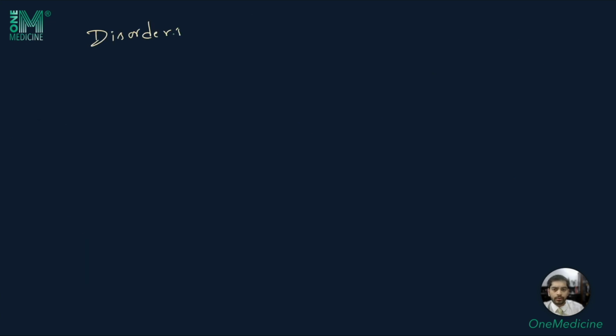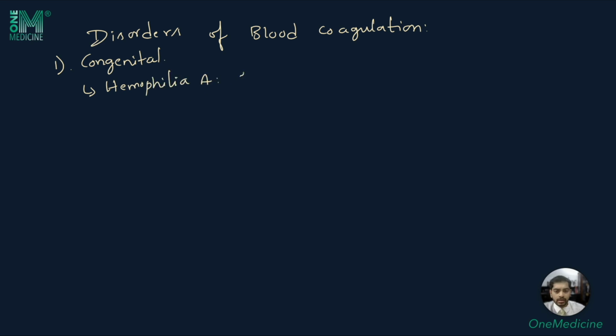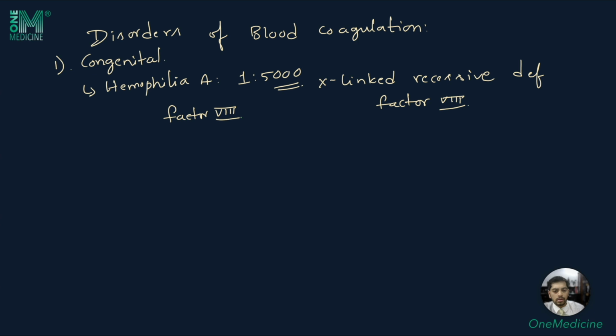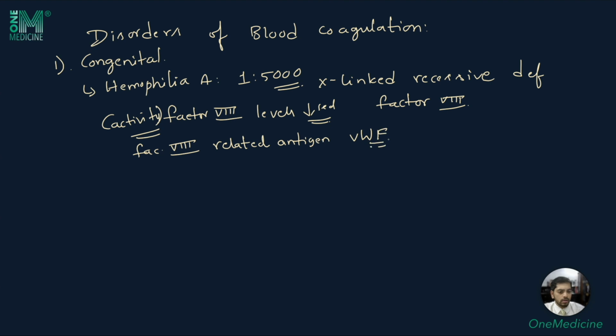Let's jump into disorders of blood coagulation. The first one among these is congenital disorders, and the first subtype of this is hemophilia A. Hemophilia A has an incidence of 1 in 5,000 people. It's an X-linked recessive deficiency of factor 8. Here the factor 8 levels are reduced. The factor 8 activity, as we call it, is reduced, but factor 8 related antigen, that is von Willebrand factor, levels remain normal. As this affects only the intrinsic pathway, APTT is increased, whereas prothrombin time is normal.